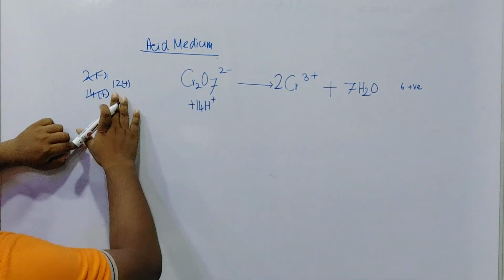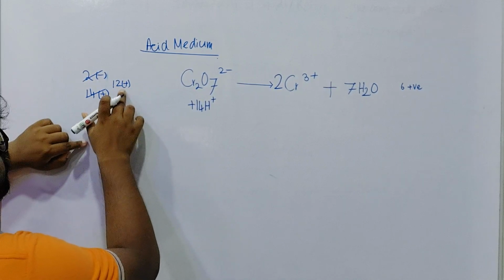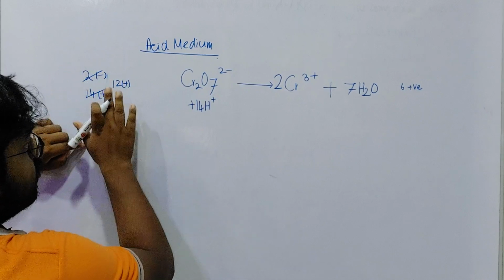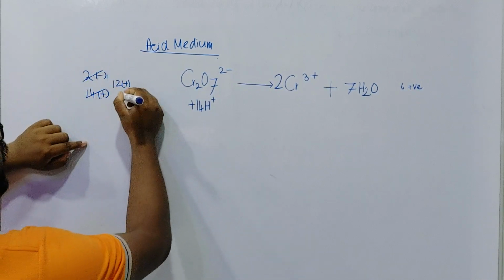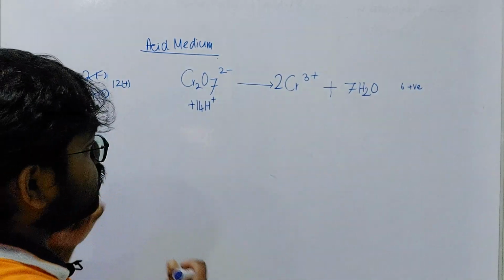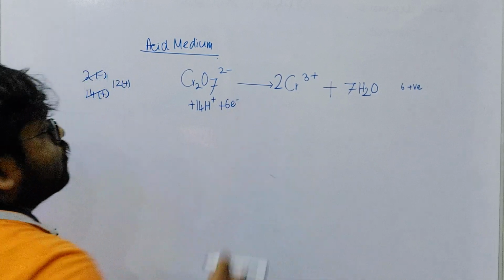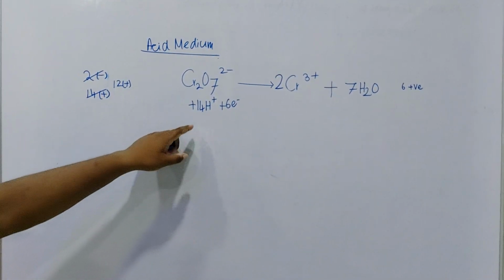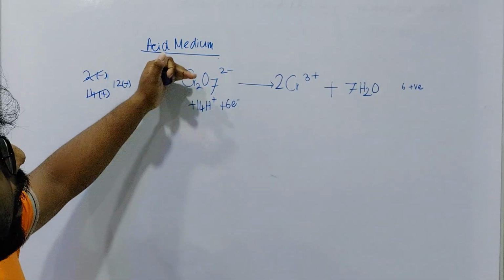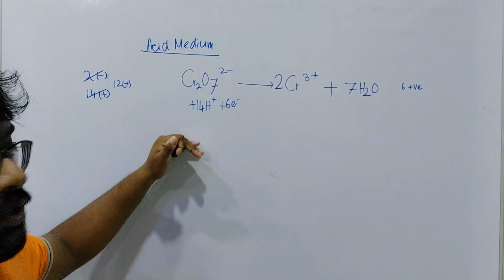Simply, if you just cancel out 6 positive charge, how can you cancel out 6 positive charge? Simply by adding 6 negative charge. So 6 negative charge means 6 electrons. So if you add 6 electrons on this left hand side, it will be balanced.